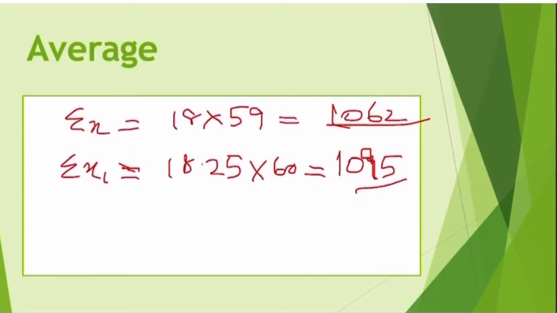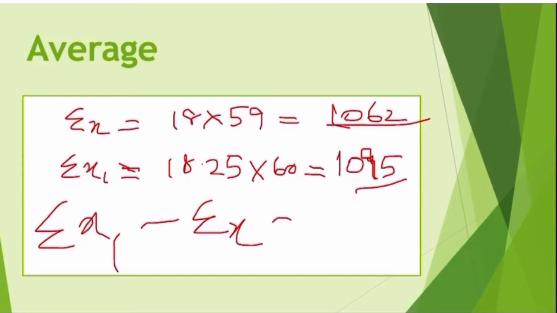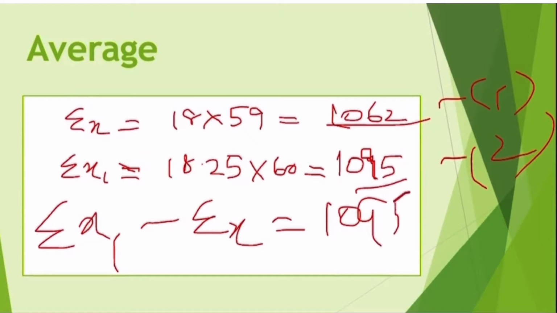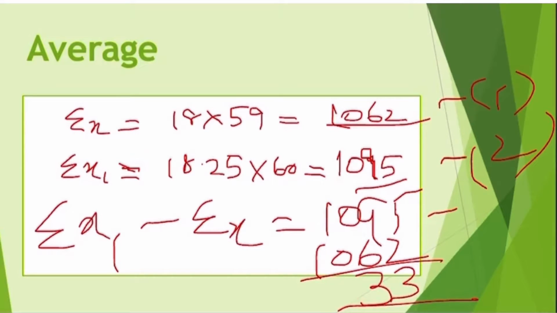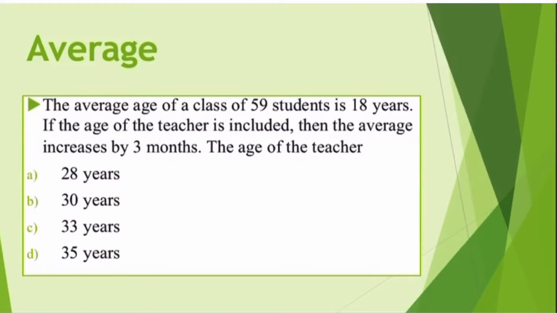To find the age of the teacher, we need to subtract the sigma x value from the sigma x1 value, because between these two equations, the only difference is the teacher's age. So to find the teacher's age, we need to subtract these two. 1095 minus 1062, which is 33. So the teacher's age is 33. Now, we will see the options here. A 28 years, B 30 years, C 33 years. C is the right option.